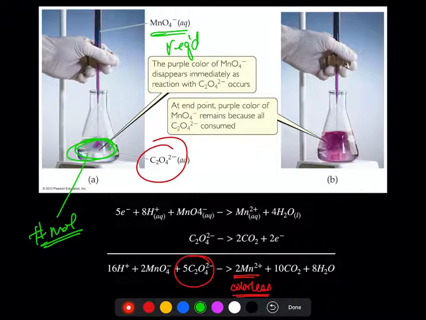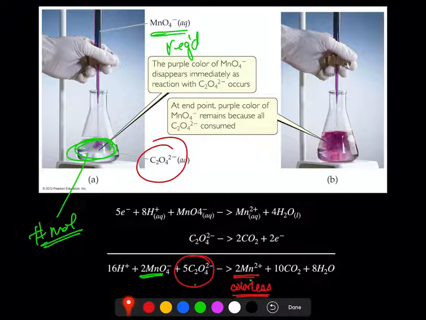Here we're going to use color change again because that's the only way we can keep track of it with our eyes, right? But we're going to take advantage of the reactants and products in solution. This is colorless, colorless. This is the only thing that has a color, which means that as we add that, it immediately reacts until we reach the endpoint where both of these are completely gone.